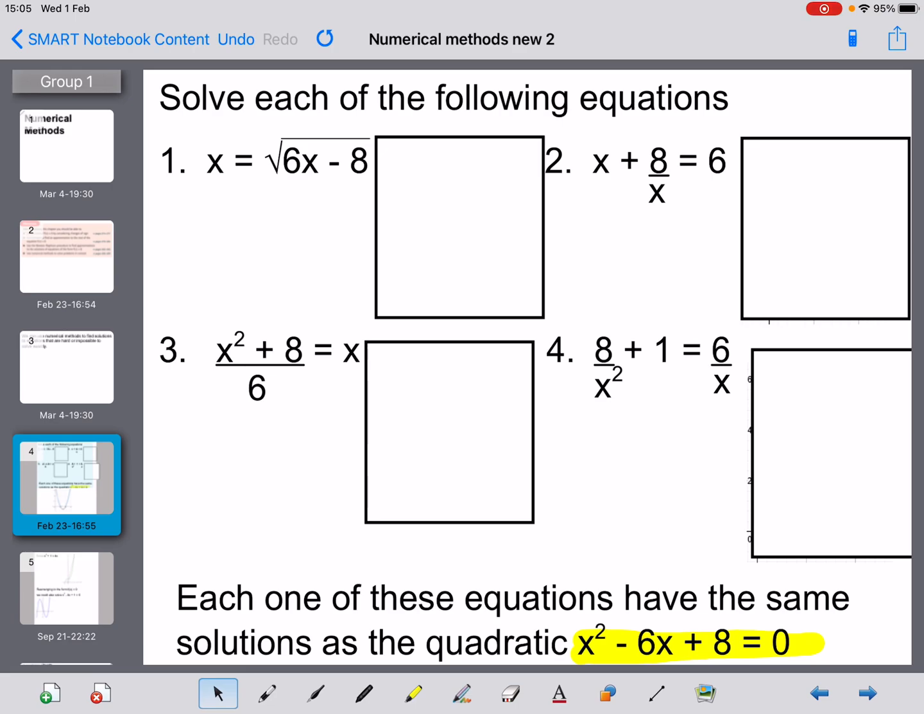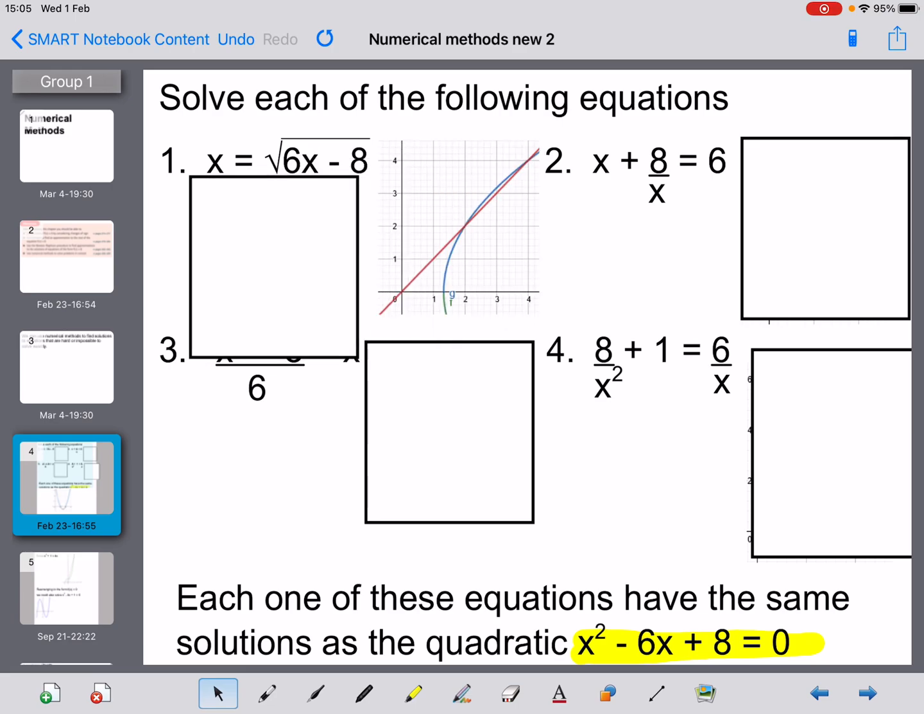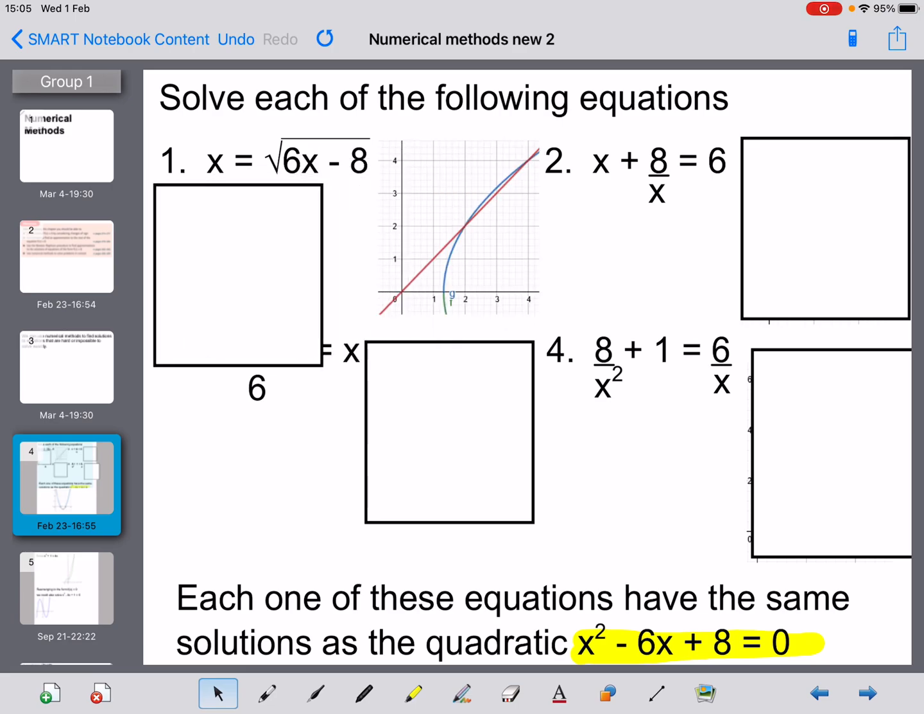Now what you were actually doing was trying to work out where 2 separate graphs crossed. So here are the graphs for the first question. The red line is representing the line y equals x, and the curve is y equals root of 6x minus 8. So where x equals root of 6x minus 8 is technically where those 2 graphs are intersecting, and you can see they're intersecting at 2 and at 4.